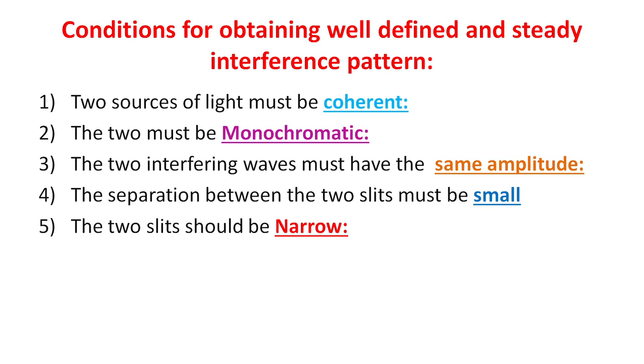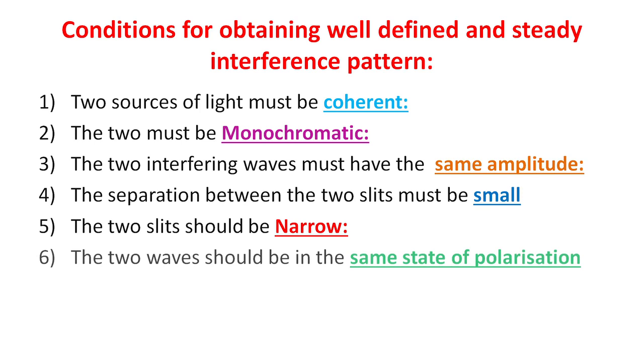If these two sources are broad, the waves starting from different points on the sources travel different distances to reach the same point on the screen. These waves will interfere with one another and their own interference pattern will be obtained. The resultant interference pattern so obtained will not be clear and distinct. On the contrary, there may be uniform illumination. The next one is two waves should be in the same state of polarization. These are some points which are the conditions for obtaining a well-defined steady interference pattern.